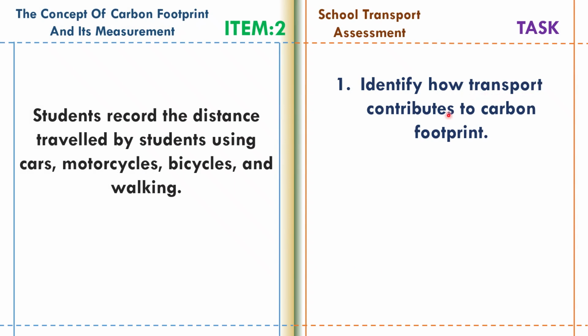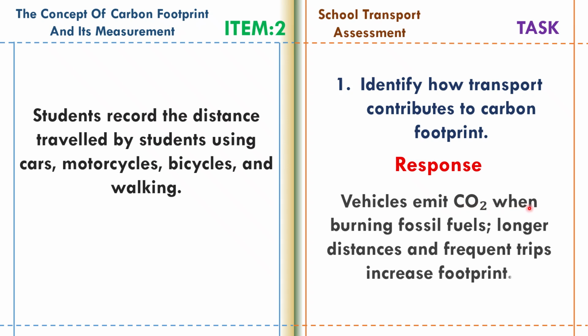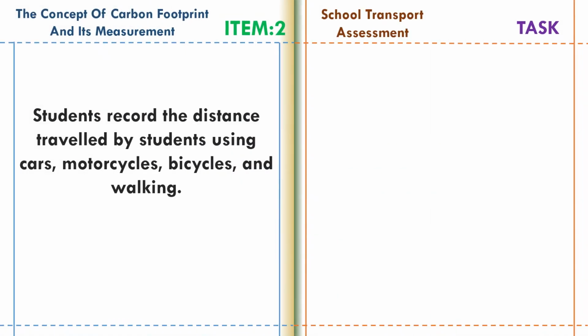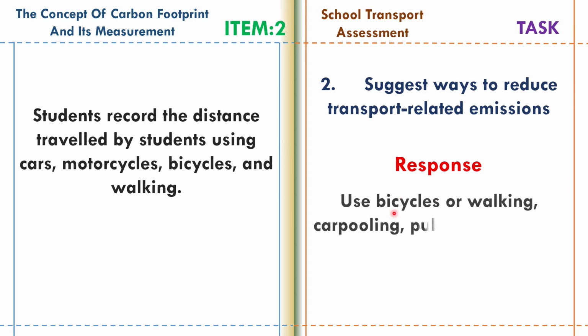Identify how transport contributes to carbon footprint. Vehicles emit carbon dioxide when burning fossil fuels. Longer distances and frequent trips increase footprint. Suggest ways to reduce transport-related emissions. Use bicycles or walking, carpooling, public transport, or electric vehicles.